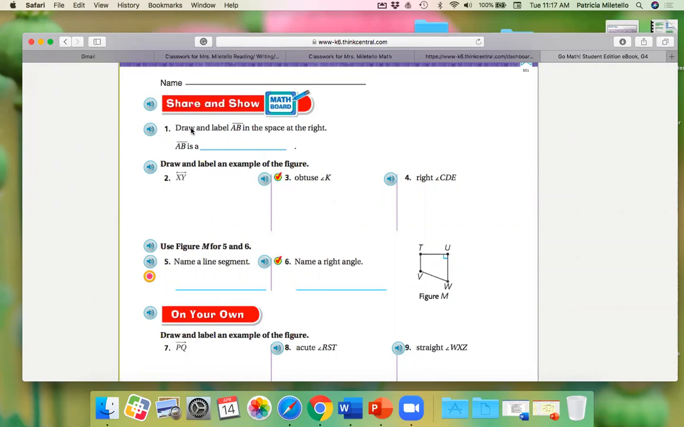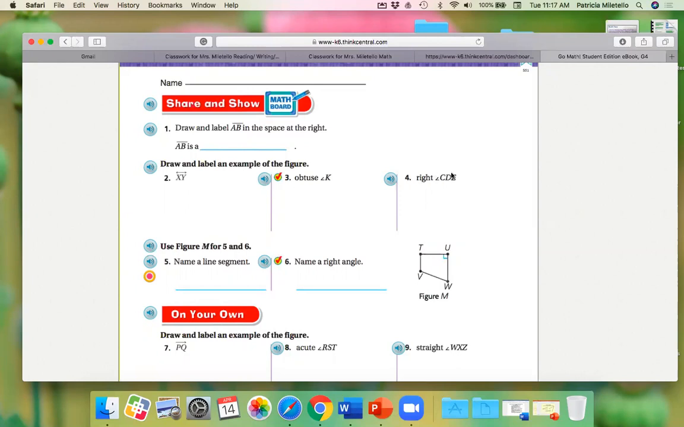So it's asking you to draw and label some different figures here. You have to draw a line segment here. You have to draw a line, you see the little line on top, and label it XY here. You have to draw an obtuse angle. Sometimes an angle will just be named by the vertex. So in this case, they only gave you the 1 letter. The 1 letter is the vertex. It's the point where the 2 rays come together. And they're asking you to make an obtuse angle, which is an angle that is more than 90 degrees.